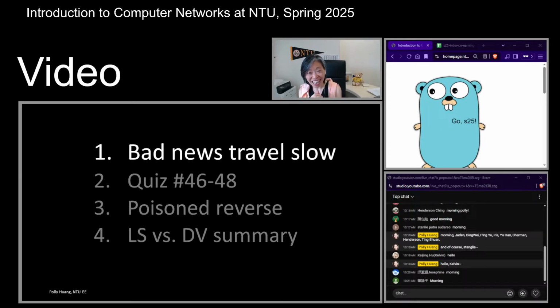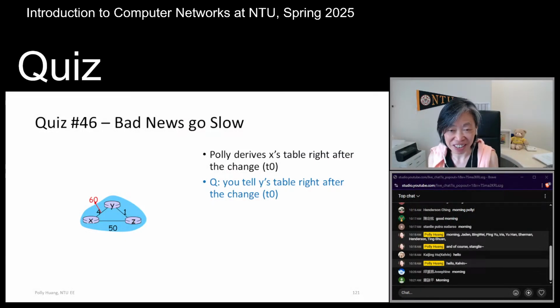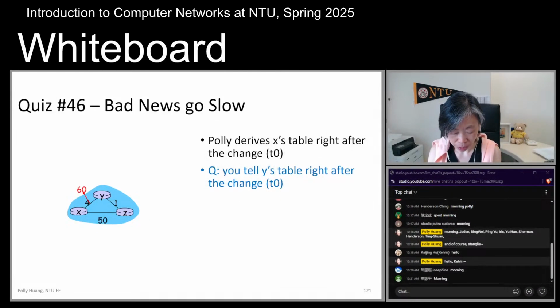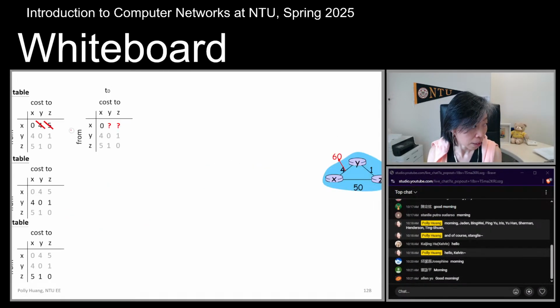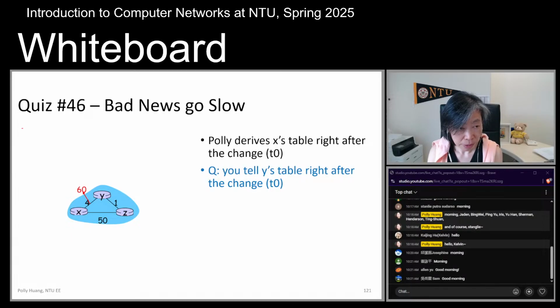As I mentioned yesterday, what we'll do starting today is begin with quiz 46. Let me go to the whiteboard mode so that I can interact with the whiteboard. This is quiz 46. This network is exactly the one we used yesterday to demonstrate good news travels fast. In that case, the link cost between X and Y was reduced. That's good news. For bad news travels slow, the link cost is increased to 60.